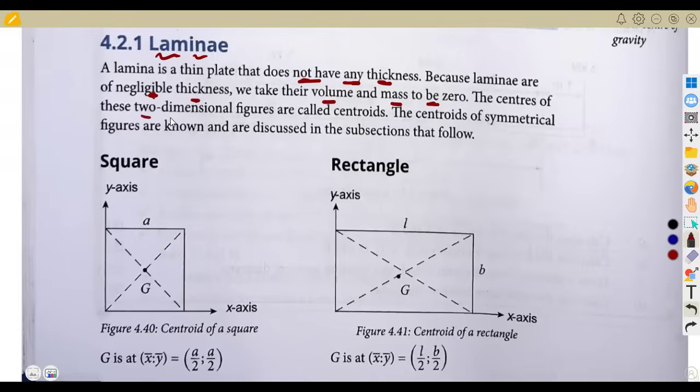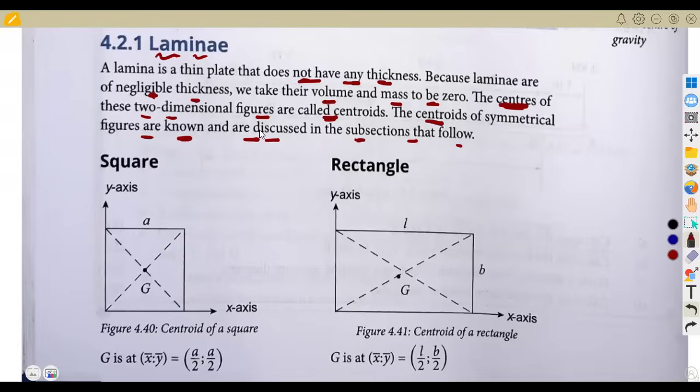The centers of these two-dimensional figures are called centroids, which is the center. The centroids of symmetrical figures are known and are discussed in the subsection that follows. So you work with these ones that are known. You don't form your own centroid or your own shape in the exam. You work with the shapes that are already known.